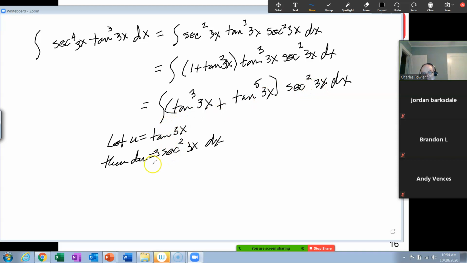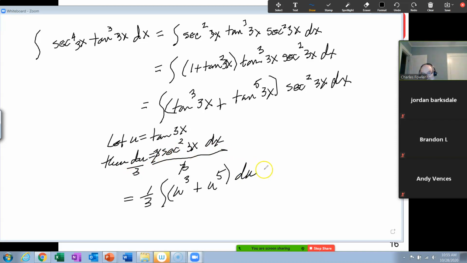We don't have that 3 there, so let's divide out the 3. So this 3 disappears. Okay. So what that produces is a 1/3 the integral of tangent cubed of 3x, that would be u cubed, right? Because u is tangent 3x, and you cube that, so it's u cubed plus u to the fifth, and then this is your 1/3 that we pulled out here, du. Okay, I think I got that right.